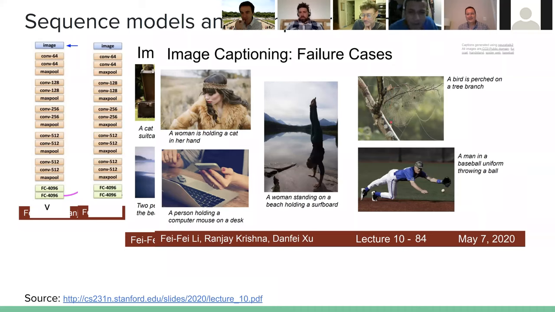I don't see one. If you see, no, I see a spider web. Spider web. There's a bird in the background, or maybe that's just me, you know? But there's a bird back there. I don't know if you see it. I know. A man in a baseball uniform throwing a ball. Like maybe, you know, I've seen a lot of images of baseball players throwing a ball, but maybe not catching it. So it doesn't really understand the difference.